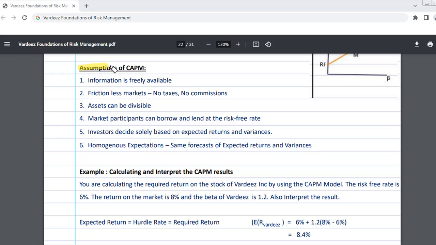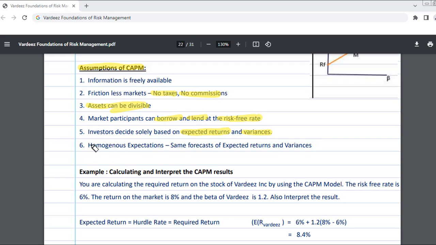Okay, moving on to the assumptions of CAPM. The very first assumption is that information is freely available. The second assumption is a frictionless market. That means there are no taxes, no commissions. It ideally does not happen today. Assets can be divisible. You can divide the assets into as many fractions as you want. Market participants can borrow and lend at the risk-free rate. Again, this is one major assumption. Investors decide solely based on expected returns and variances. So it also assumes that only returns and variance play an important role. What about skewness and kurtosis? Again, no problem, this is just an assumption.